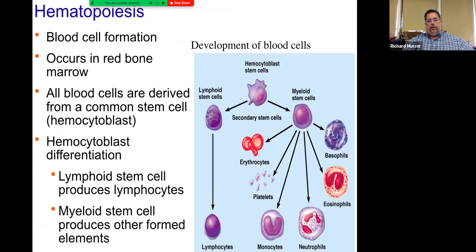Here's another picture showing a hemocytoblast, which is a stem cell. At this point, it becomes pluripotent if it's a hemocytoblast, because it's designated to become some type of blood cell. We have our lymphoids that become our lymphocytes, and then we have our myeloids that become our other cells, which again includes erythrocytes, platelets, basophils, eosinophils, and monocytes, found in the red blood cells, and so forth.